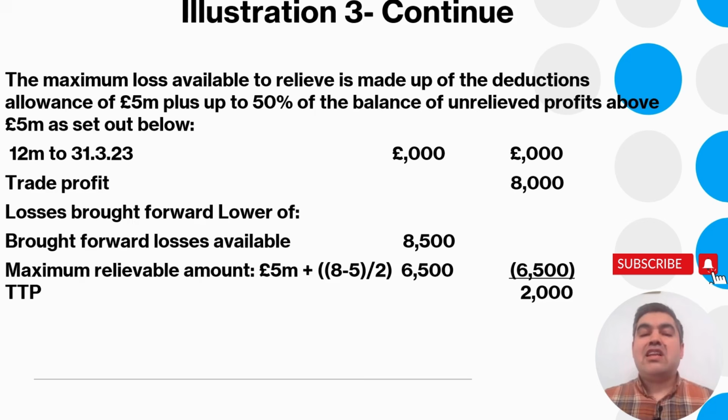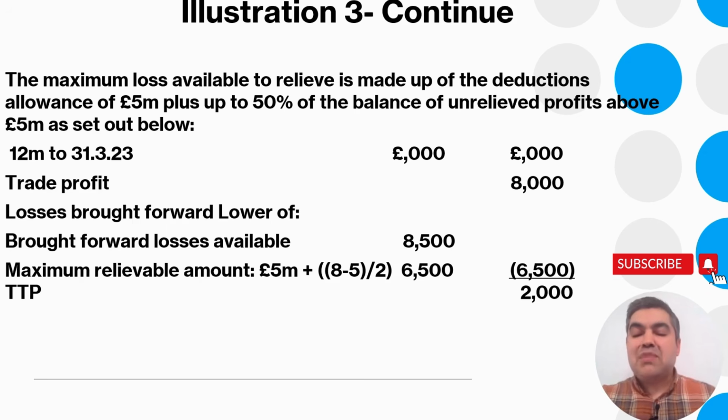So there's a deduction allowance of 5 million plus 50% of the balance of unrelieved profit. For example, out of 8 million profit, we use the loss of 5 million. So 3 million profit is left, but the legislation states that we can still claim another 50% of the balance of unrelieved profit above the 5 million set limit.